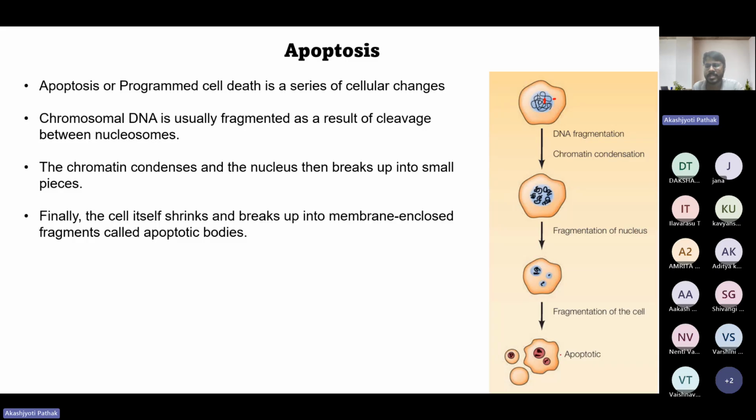And in the next step, what happens? There is fragmentation of the cell, and the plasma membrane also has, you can see that there is blebbing of the plasma membrane. So it is not uniform. It has developed some irregular structure, and gradually the cell gets phagocytosed. Okay, finally, what happens? The cell itself shrinks and breaks up into membrane enclosed fragments called apoptotic bodies.